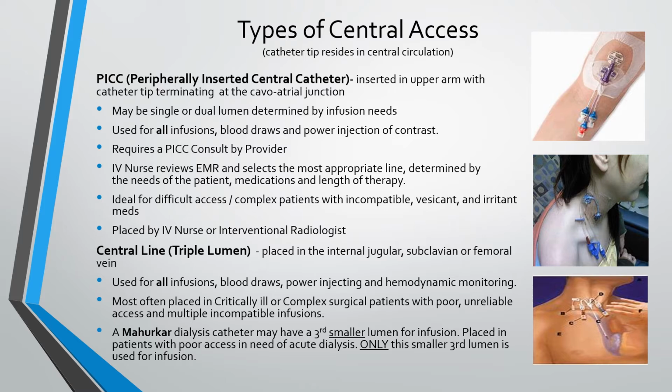A Mahurkar dialysis catheter may have a third smaller lumen for infusion. They are placed in patients with poor access in need of acute dialysis. Only this third lumen is used for infusion.